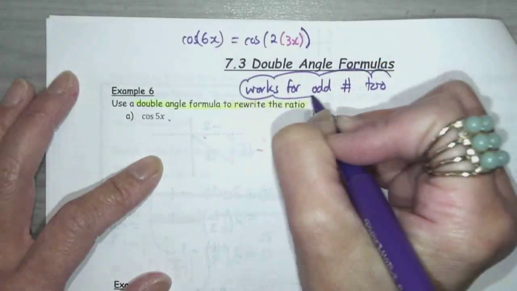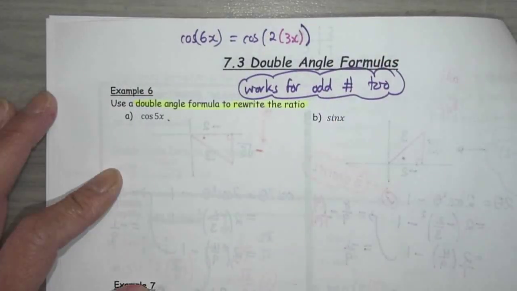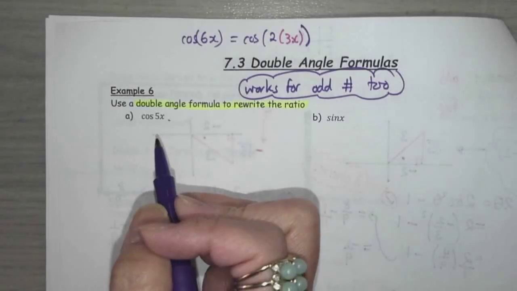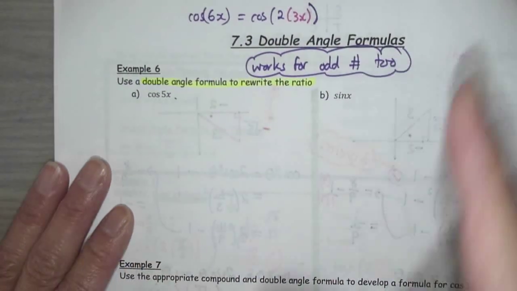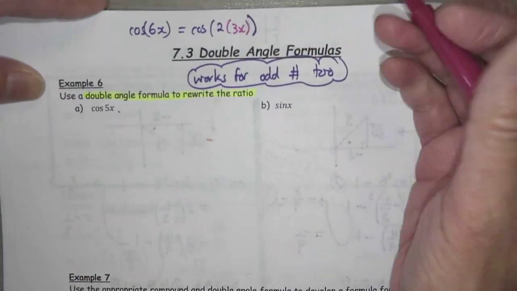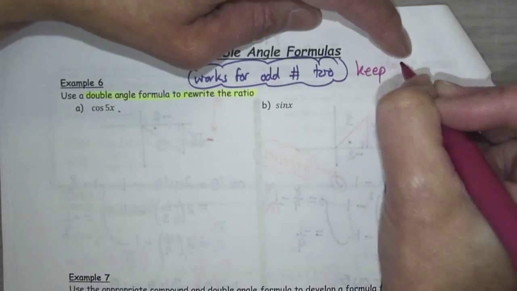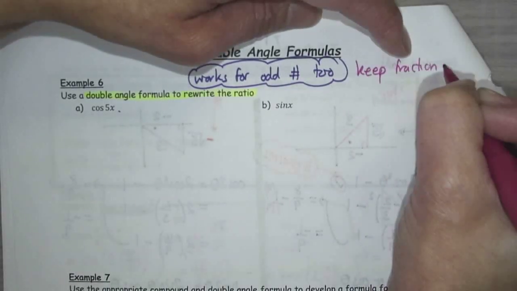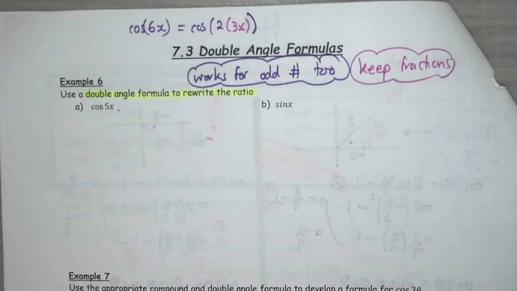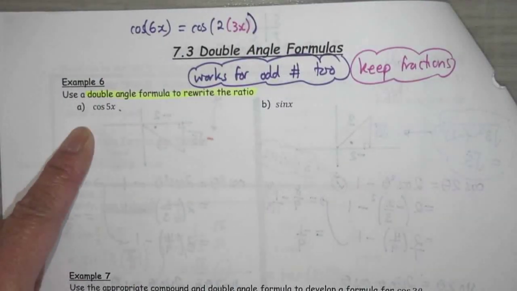That just seems to be a block for people. They're like, but it's not double. It is. It's double 2.5. But we're not going to go into the decimals. We're going to use fractions. So keep it in fractions. Okay, not decimals, please. And then here, we're going to just rewrite it.